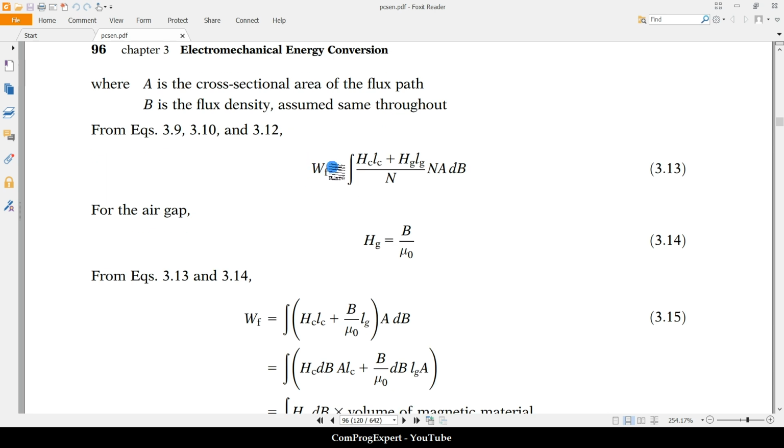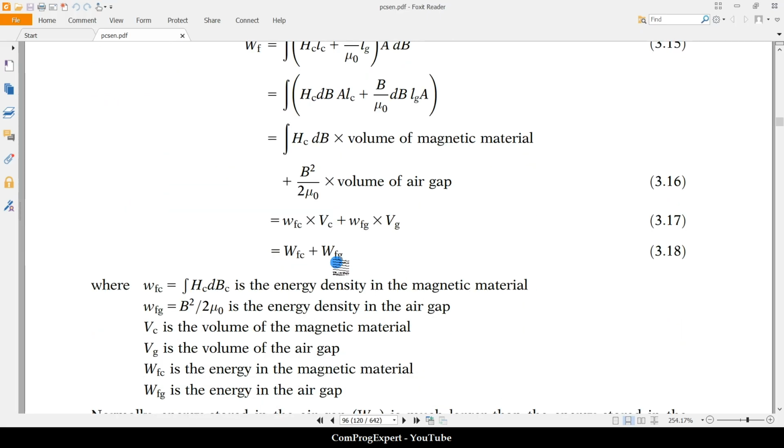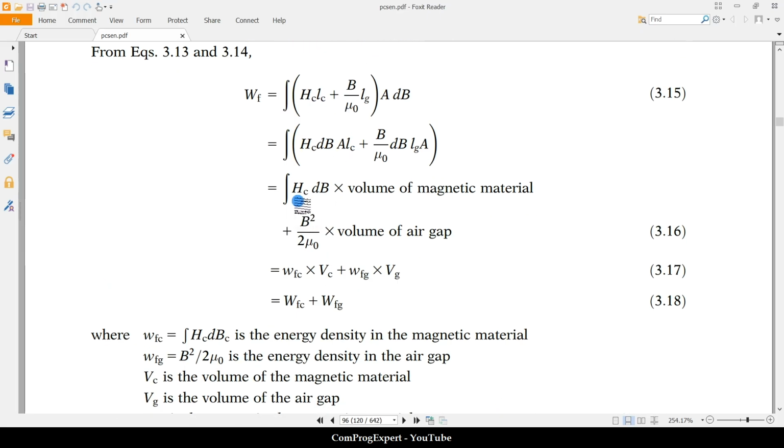So WF, the change in the stored energy, is calculated using this integral. If you do the integration, finally we will have these equations. This is WF: the integral of H core dB times the volume of the magnetic material, plus B to the power 2 divided by 2 mu 0 times the volume of the air gap.